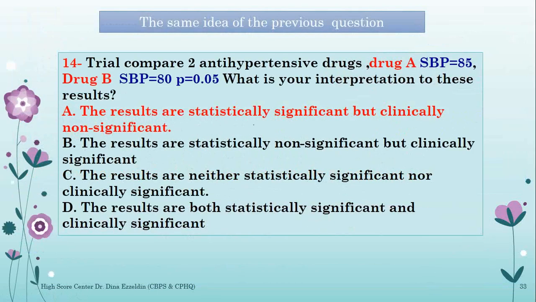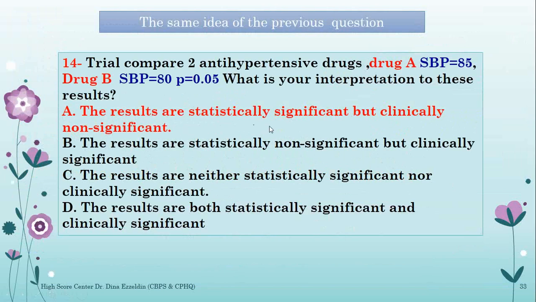The same idea as the previous question. A trial compared two antihypertensive drugs. Drug A, systolic blood pressure 85. Drug B, systolic blood pressure 80. But here, P, which is alpha, equals 0.05. So it's statistically significant. What's your interpretation of these results?